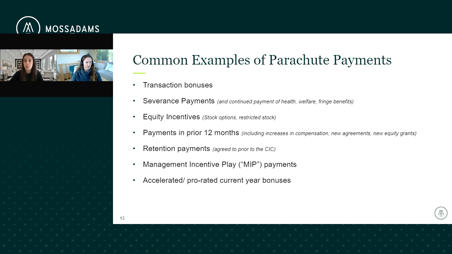And this brings us to our second polling question. All right, thank you, Sami. And our second polling question of the day: executives at my company are most commonly entitled to the following upon a change in control: A, accelerated vesting of equity awards; B, transaction bonuses; C, severance payments; D, something else; or E, several of the above.